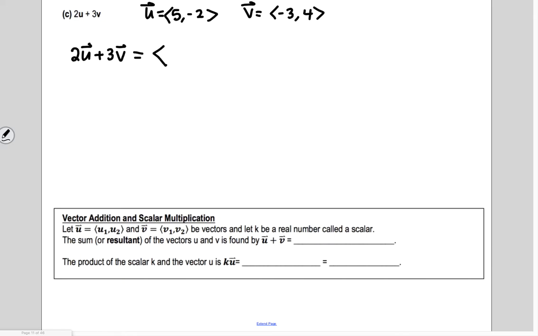So it looks like we're going to have 2 times 5, so 10, added to 3v, so added to negative 9. And then I'm going to have 2 times u, which was 2 times negative 2, so negative 4, added to 3 times 4, which is 12. So it looks like we should get 1, comma 8, right? Did you guys see that? Okay, so geometrically, what are we doing?